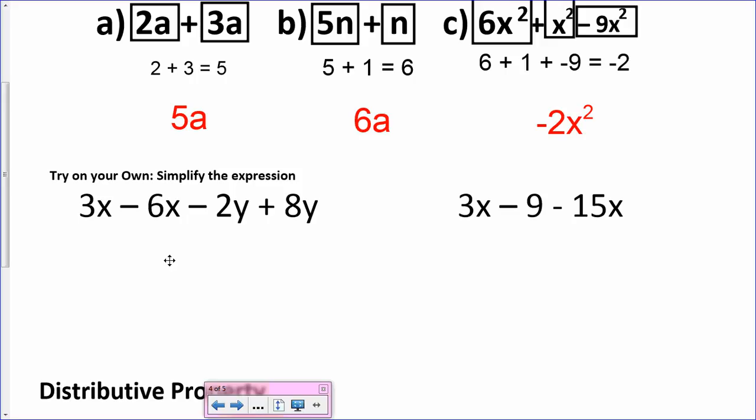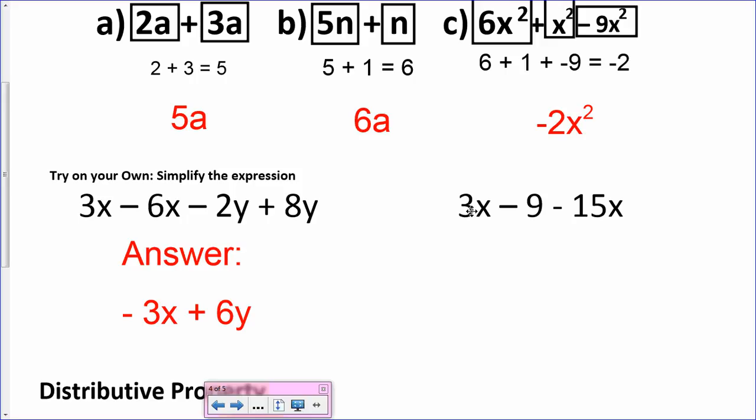Alright, so we're back. Here is the answer to the first one. You had to combine the 3x and the negative 6x with each other. And then you had to combine the negative 2y and the positive 8y together. And all together, you should get negative 3x plus 6y.